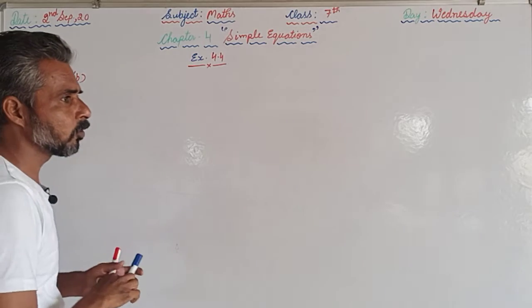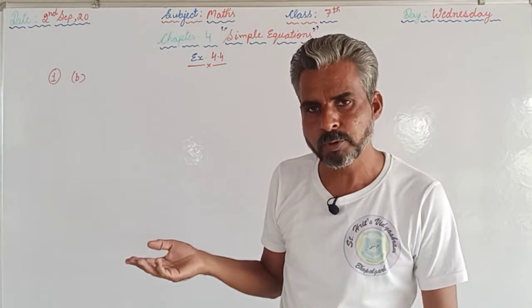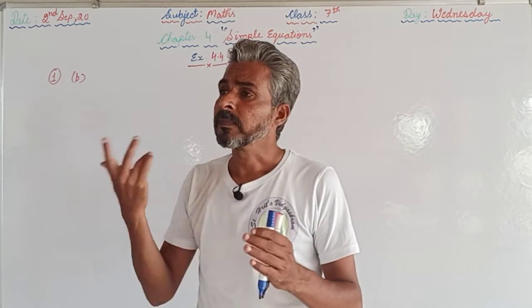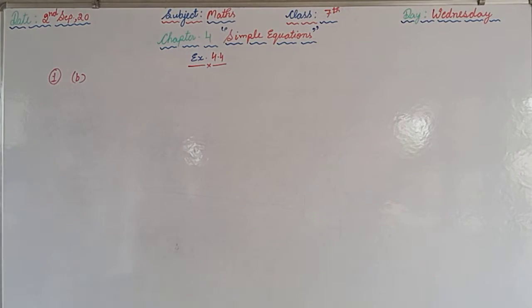In this question, first of all you are supposed to frame the simple equation using the information given in the question. Second, you are supposed to solve the equation, means you are supposed to find the unknown quantity. So the second question is: 1/5 of a number minus 4 gives 3.